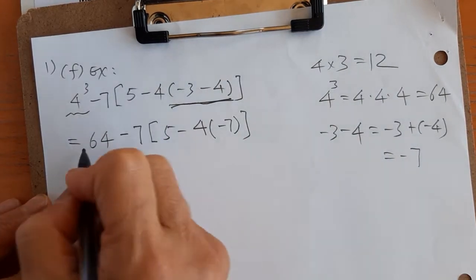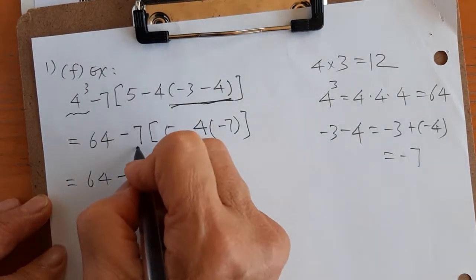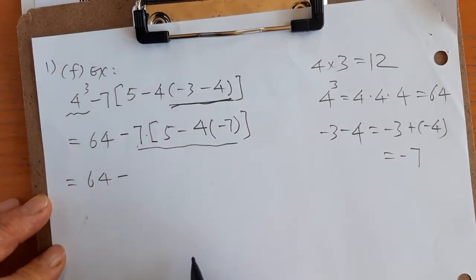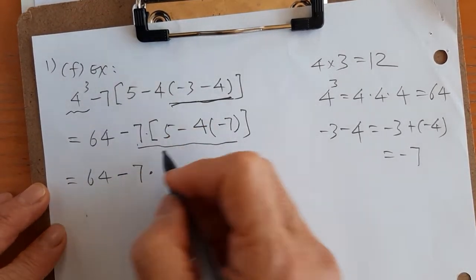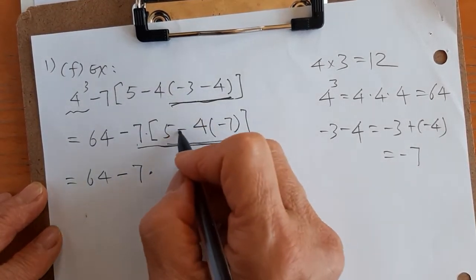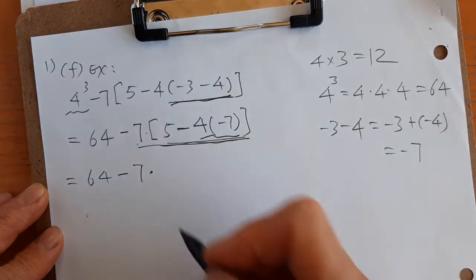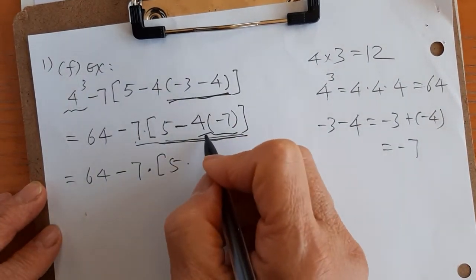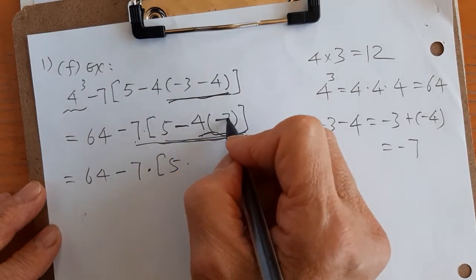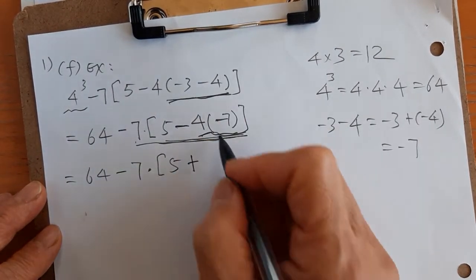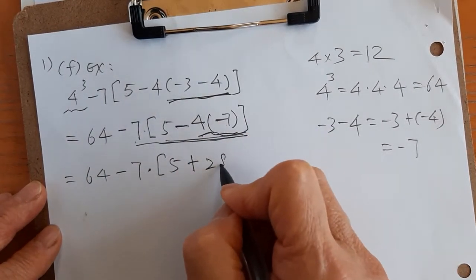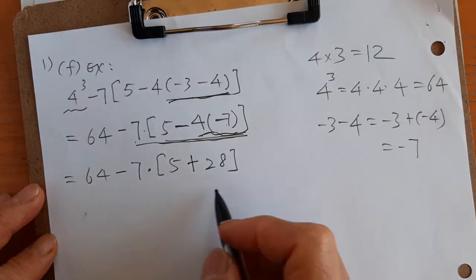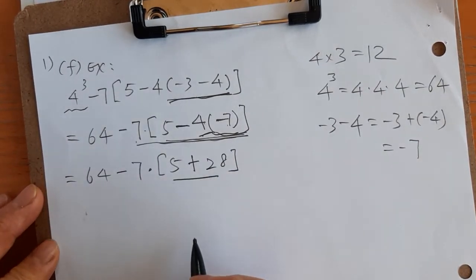And then you cannot subtract first because here has multiplication. We have to multiply first. 7 times... inside this have a subtraction, multiplication. And those multiplication, negative times negative, add. 4 times 7 is 28. Multiplication do first, then do addition.